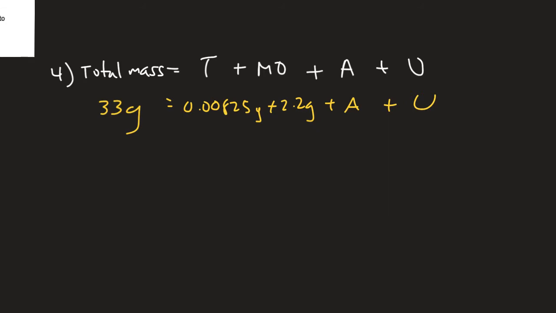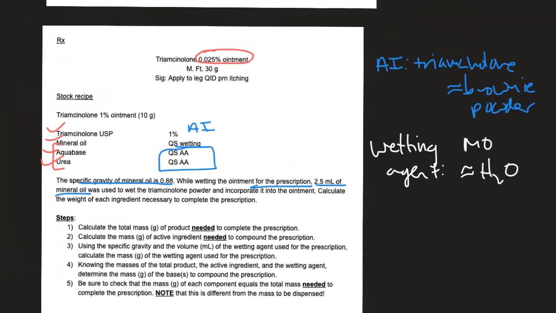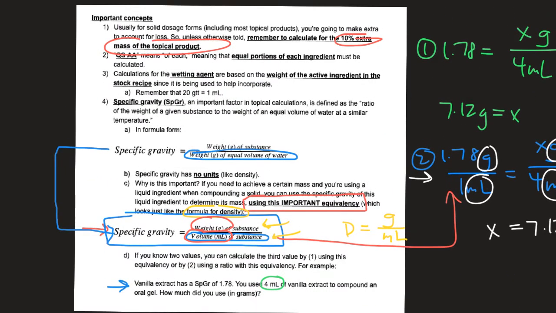So we know that the recipe calls for aqua base and urea, QSAA for both of them, meaning equal parts of each. As I said earlier in the concept, QSAA means of each, meaning that equal portions of each ingredient must be calculated.